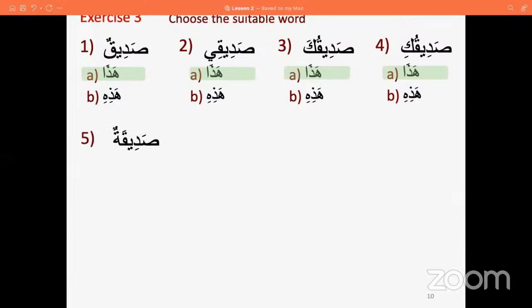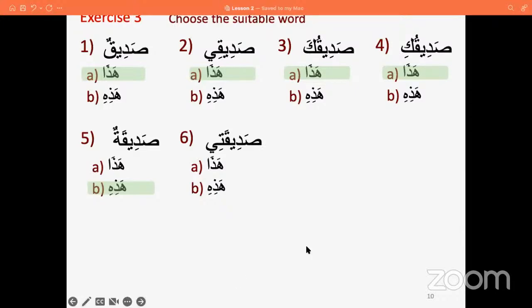Let's look at a different example. Sadiqatun. For the word sadiqatun, do we say hada or hadihi? Unanimously agreed. It's hadihi. Sadiqatun. Okay. How about the word sadiqati? It's my female friend. So I think we would agree that this would also be the letter B. Hadihi sadiqatun. Here's the trick. Sadiqatuka. Is it hada sadiqatuka or hadihi sadiqatuki?